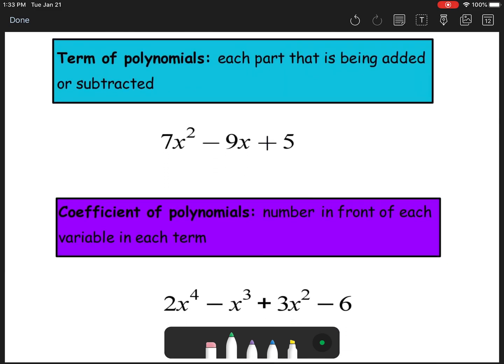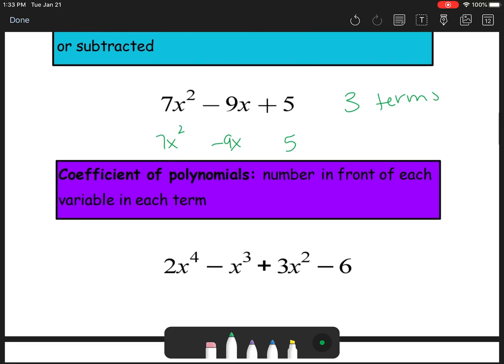The terms of a polynomial are each individual part that is being added or subtracted. So looking at 7x squared minus 9x plus 5, this has three terms. It has three terms because 7x squared is a term, negative 9x is a term, and positive 5 is a term. The coefficient of polynomials is the number in front of each variable term.